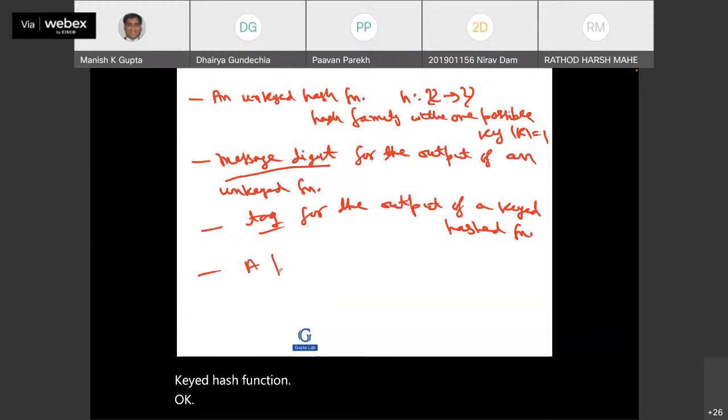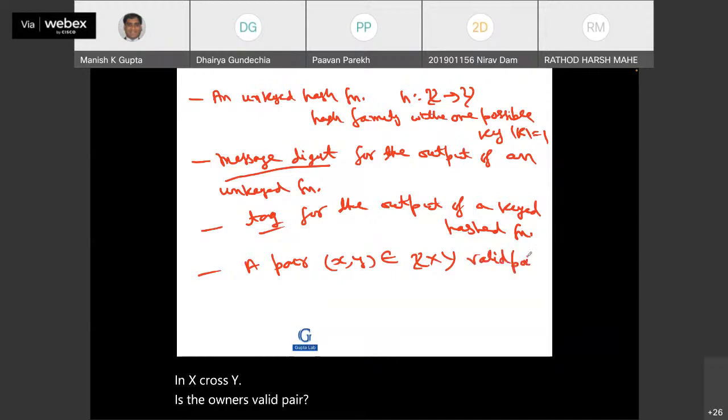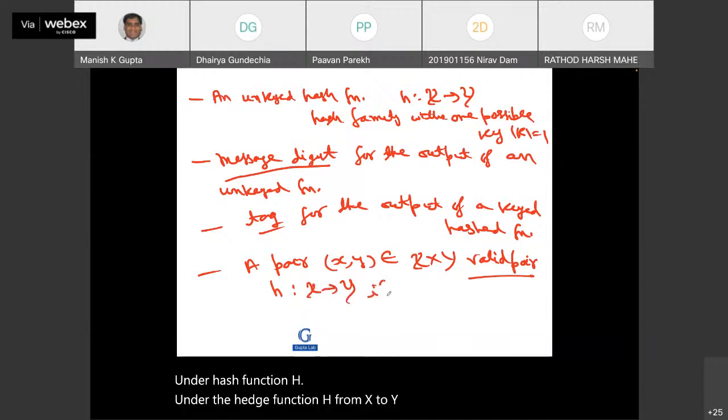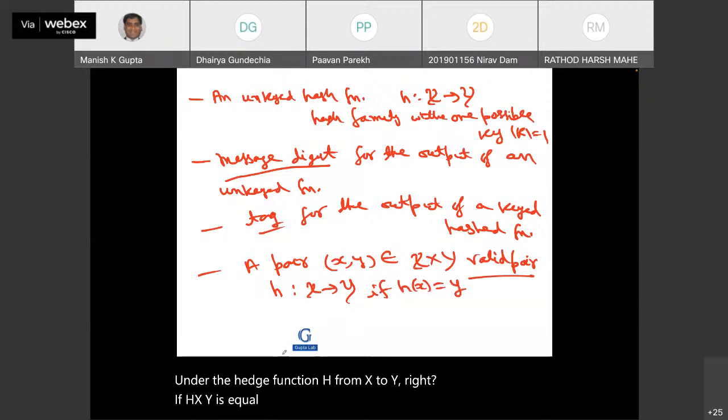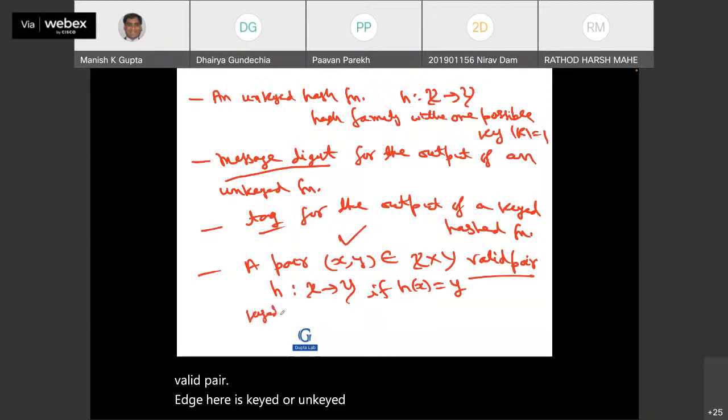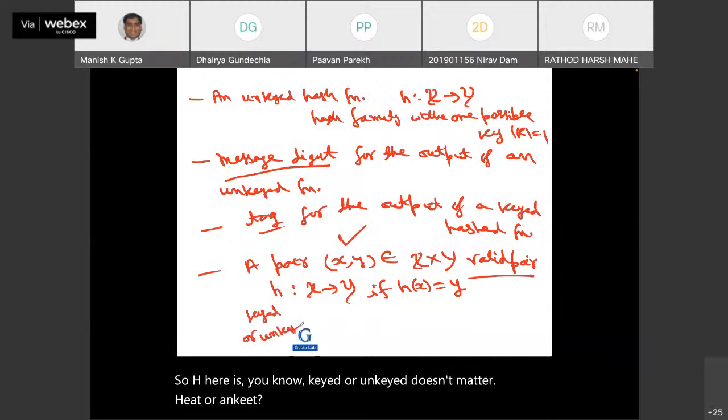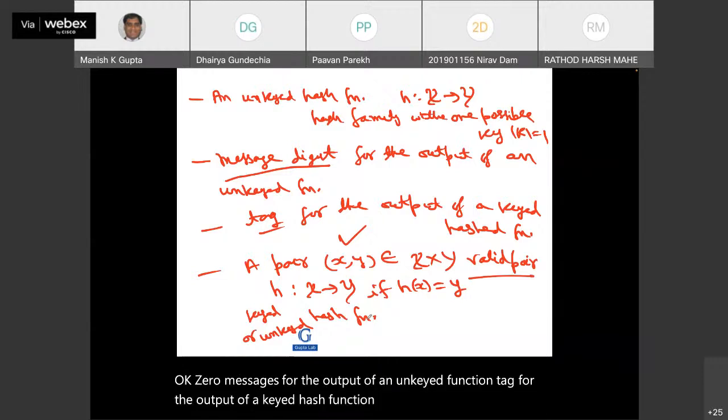Next, a pair x, y in X cross Y is known as a valid pair under a hash function h from X to Y if h(x) is equal to y. Here h can be a keyed or unkeyed hash function; it doesn't matter. So: message digest for the output of an unkeyed function, tag for the output of a keyed hash function.